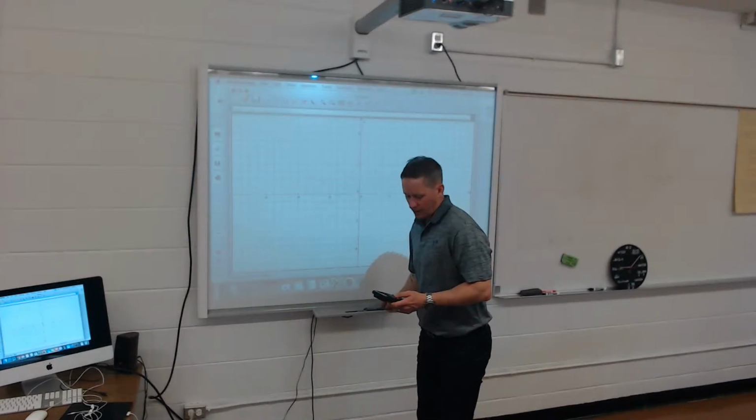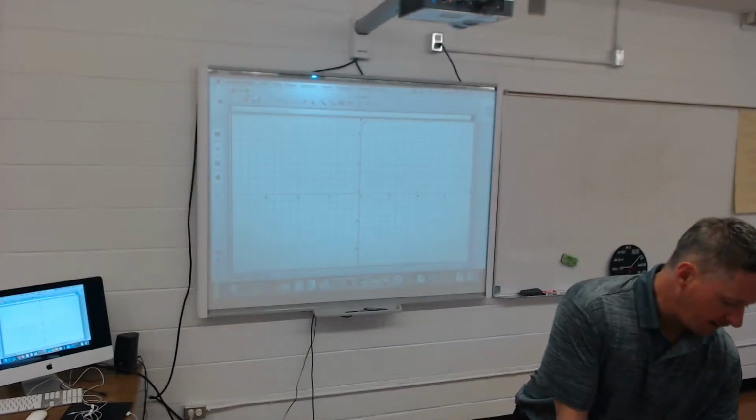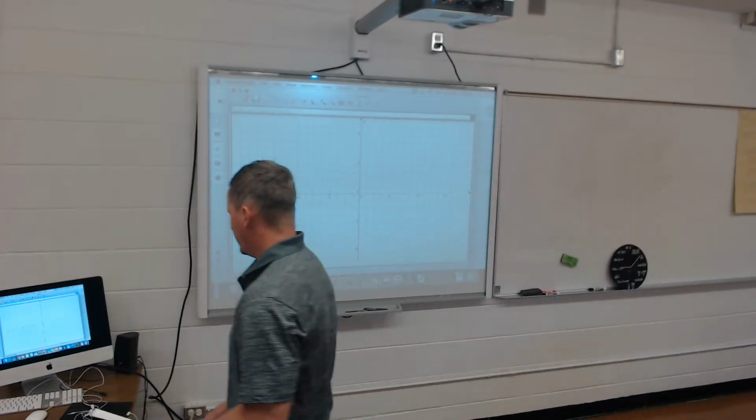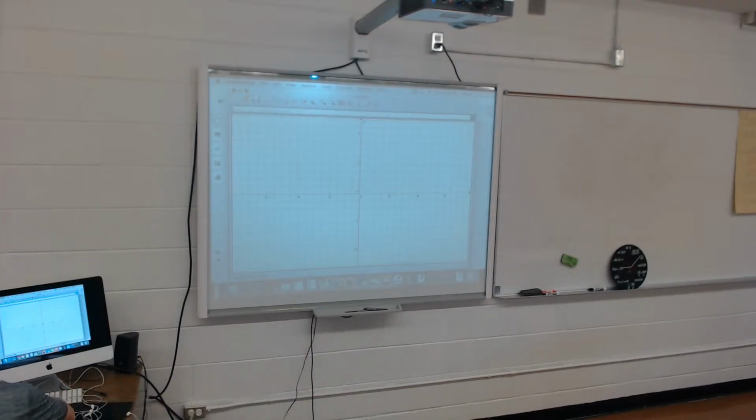Okay, so I'll draw the same graph on here. I have y equals negative 3x squared plus 2x plus 4. So there's graph number 1. I'm not sure you can see it all that well, but I'll put it up.